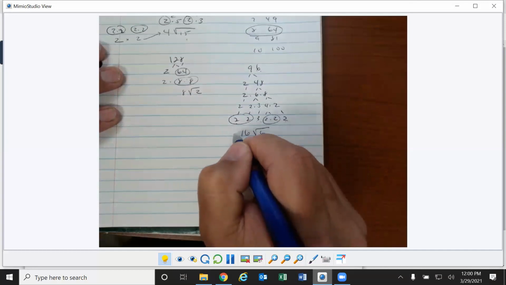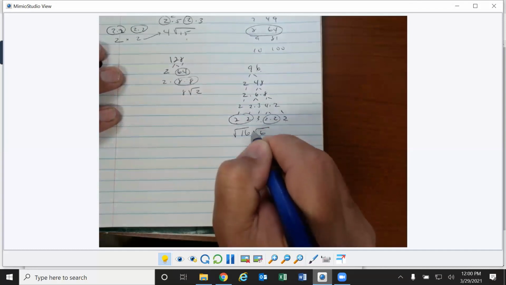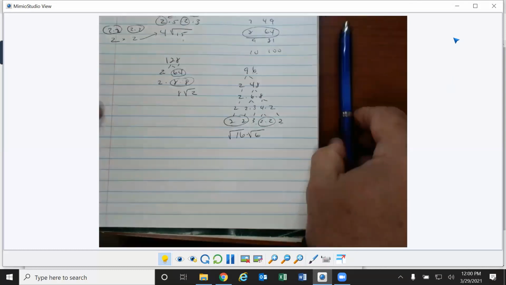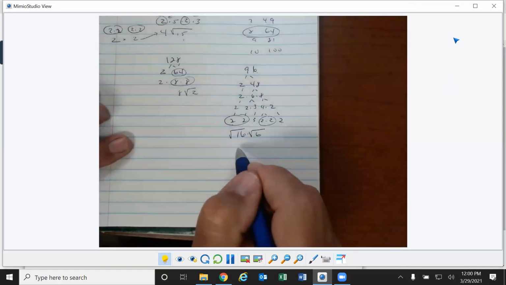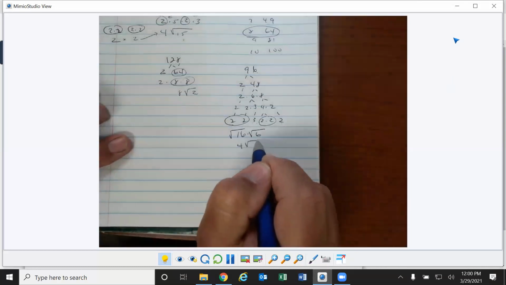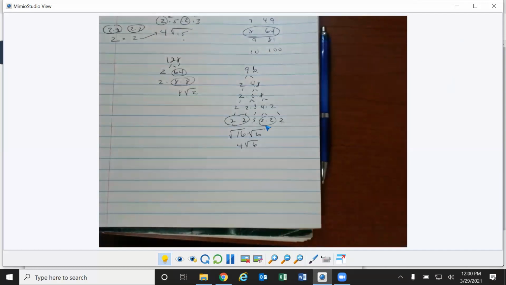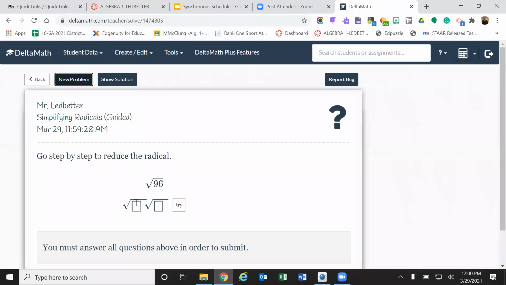Now both of these should be square roots. Okay. So here we go. Now, if you see this, the square root of 16 really is 4. So my answer here is really going to be this 4 times the square root of 6. That's my real answer. But we're going to put this in the answer boxes because that's what it's asking. All right, so here we go. 16 and 6.